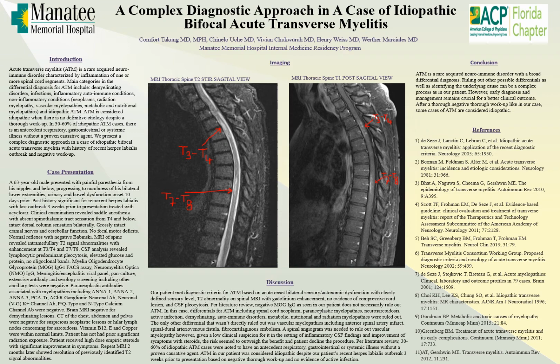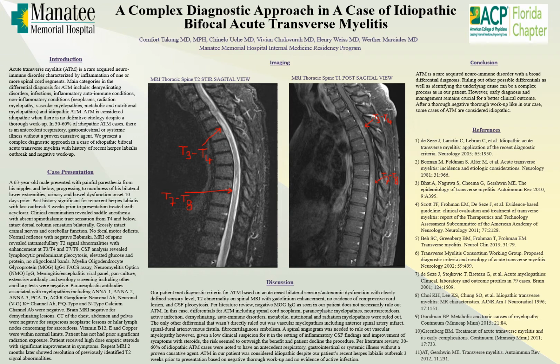sensation bilaterally, roughly intact cranial nerves and cerebellar function, no focal motor deficit, normal reflexes with negative Babinski. At this time, our possible differential diagnoses were broad, including demyelinating disorder, infection, autoimmune conditions, non-inflammatory conditions like neoplasm, vascular myelopathy, as well as idiopathic acute transverse myelitis.